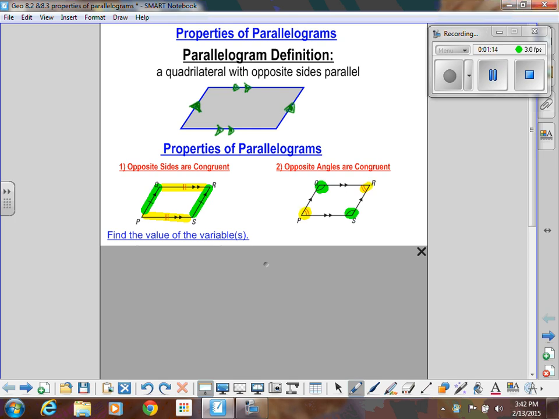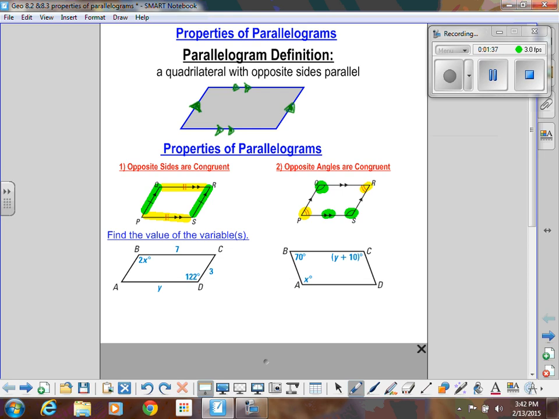Remember that these arrows right here mean that these are parallel, and that's just indicating that it's a parallelogram. The new stuff with the angles and the sides being congruent are the properties we know about parallelograms. So let's do a couple examples using these properties.